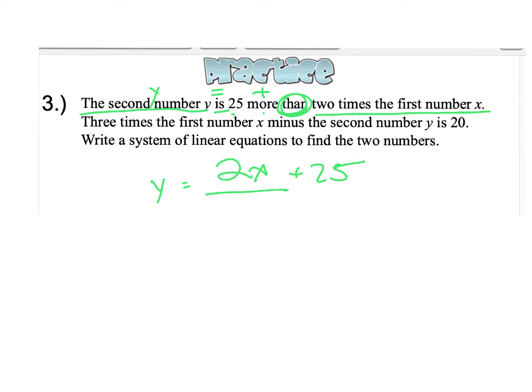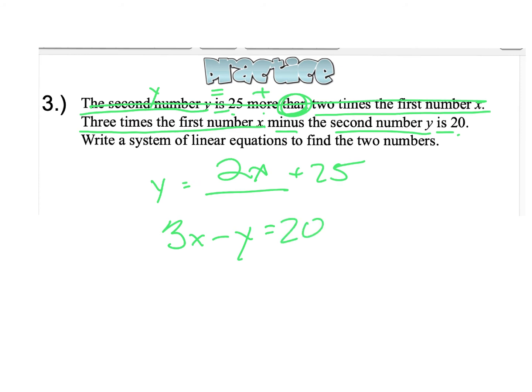So let's do it again. We're done with that sentence. Let's do it again because we need 2 equations. 3 times the first number x, so 3x, minus the second number y is 20.